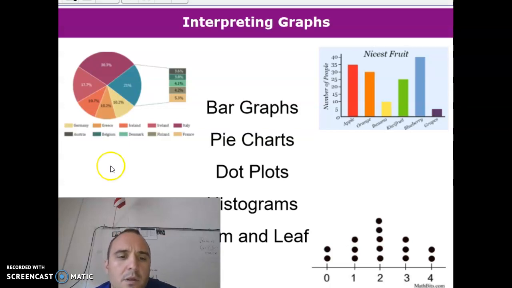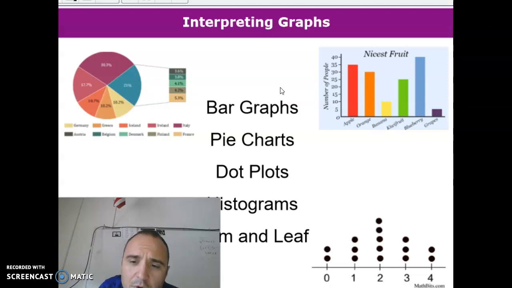Hi everyone, I'm going to be going over all these different types of graphs: bar graphs, pie charts, dot plots, histograms, and stem and leaves. Histograms and bar graphs are pretty closely related. Pie charts use a lot of percentages.